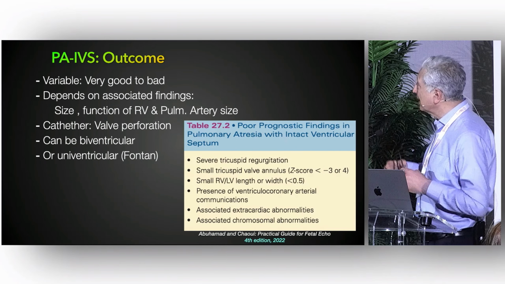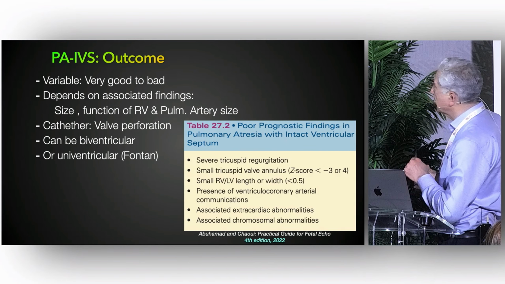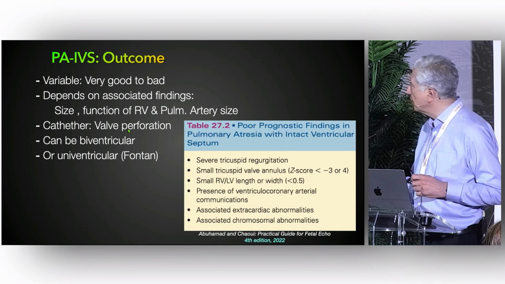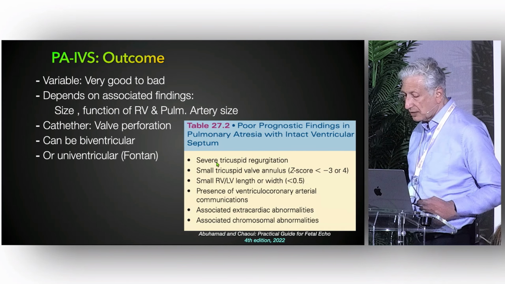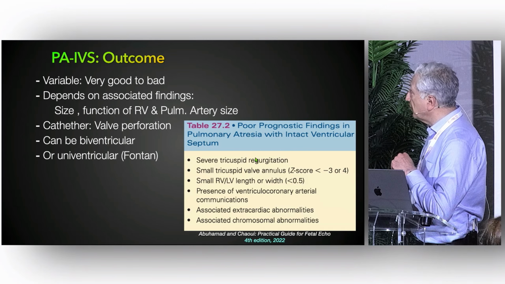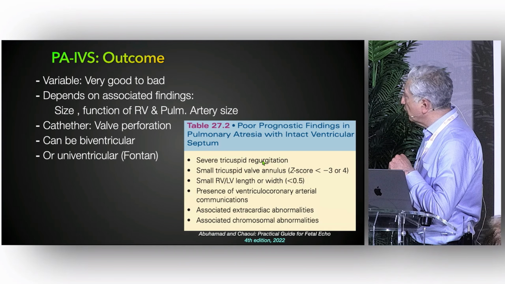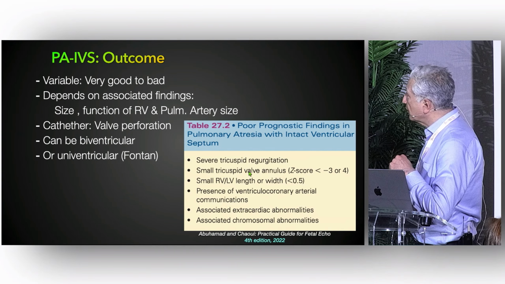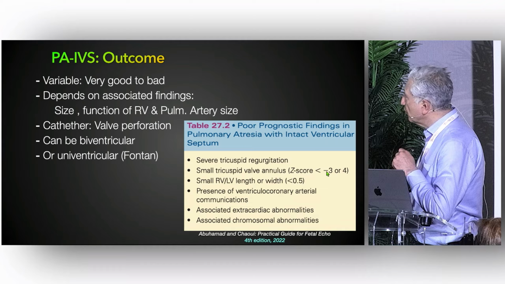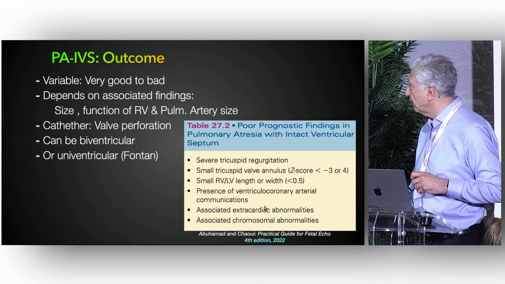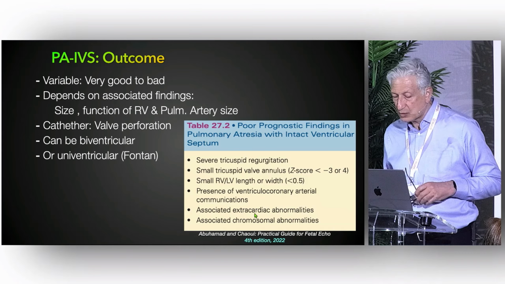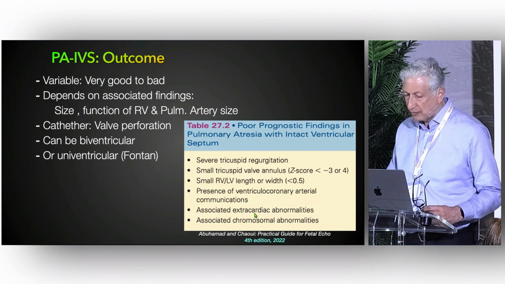And in our book, we put criteria of poor prognostic findings from the literature, like severe tricuspid regurgitation, if it's not leading to a huge heart, but an acceptable one, as in the case I showed you, could be a bad outcome, but some will also rescue the ventricle. But look at the small tricuspid valve annulus. If you have a Z-score smaller than -3, it could be bad. If you have a small right to left ventricle ratio, of course, a bad outcome, and the presence of fistula and presence of associated cardiac or extracardiac malformation.